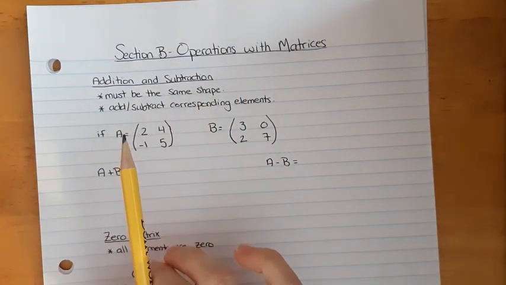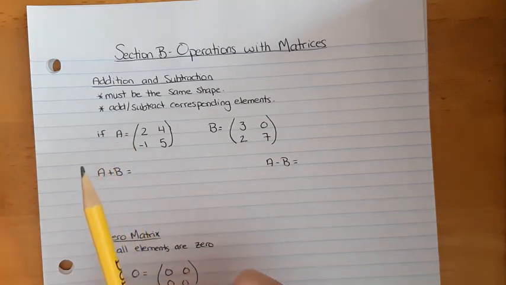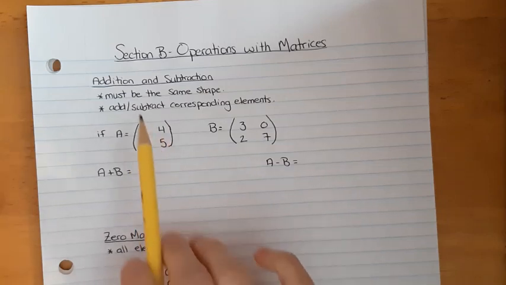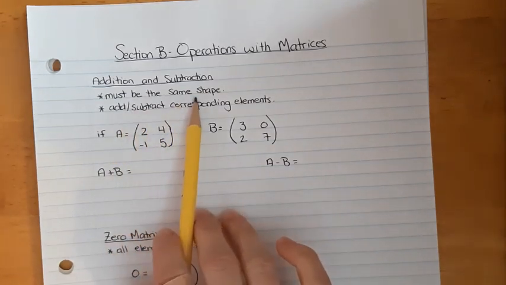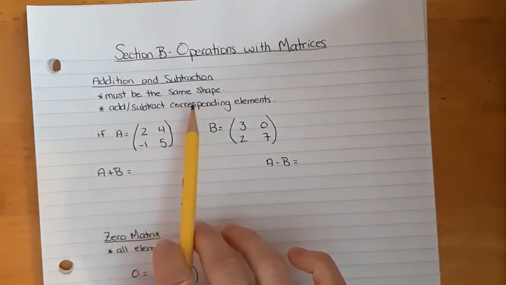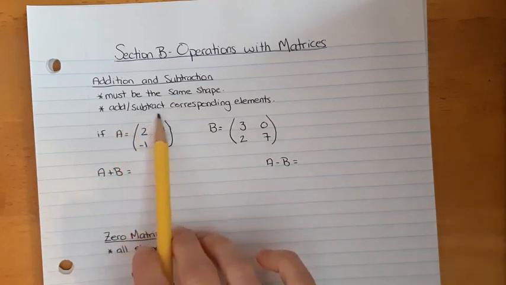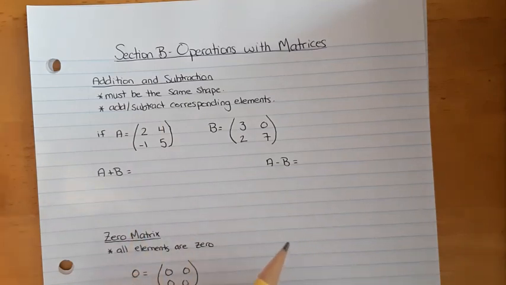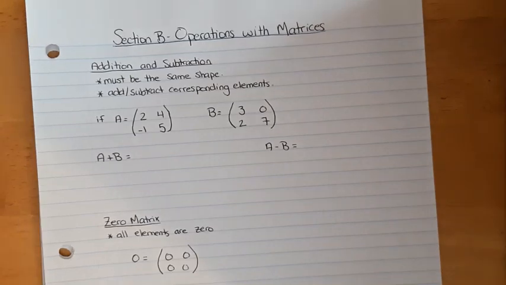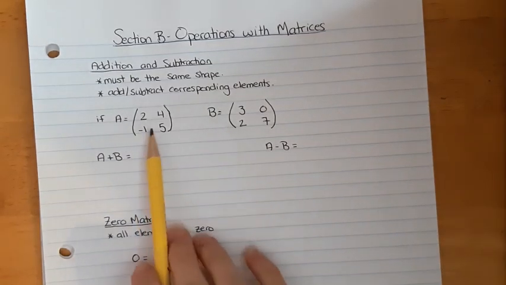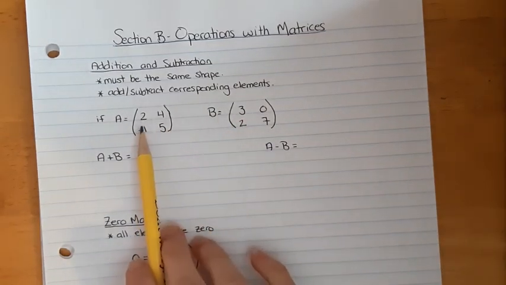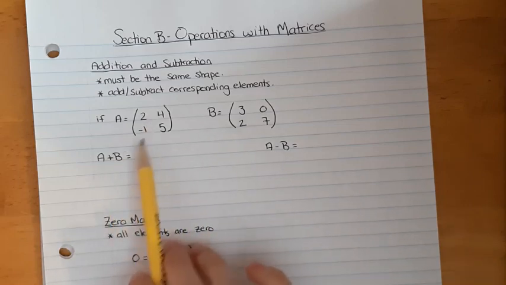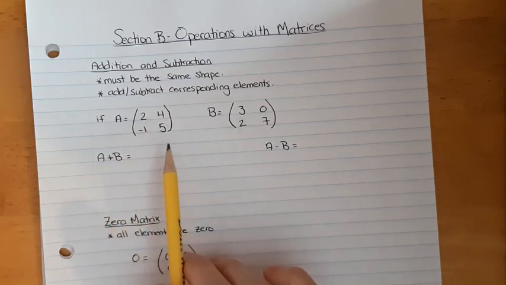We talked in the previous video about the order of a matrix. In order to do addition and subtraction with matrices, that order must be identical. And then once you've established that they are able to be added or subtracted, you simply add or subtract the corresponding elements. So the elements that are in the same position, you either add them or subtract them. We have two matrices here, A and B. We can see that they're both exactly the same shape. They're both 2 by 2 matrices. So that means we can go ahead and add or subtract.